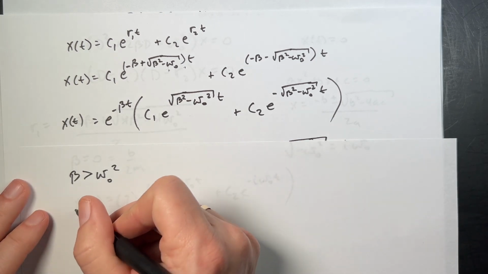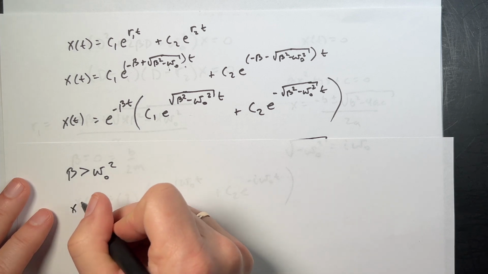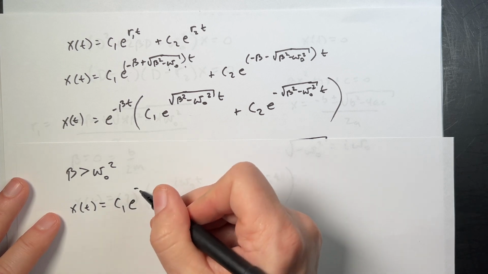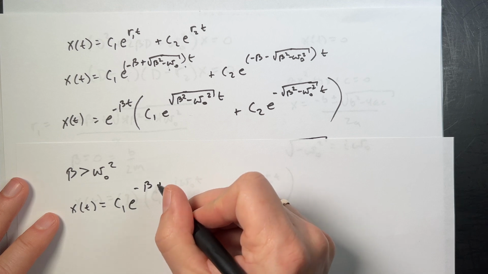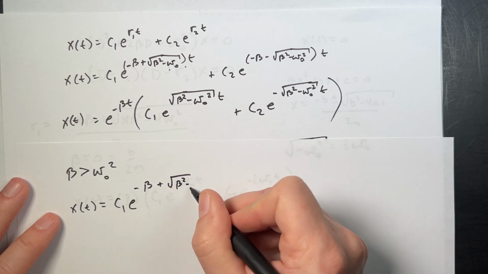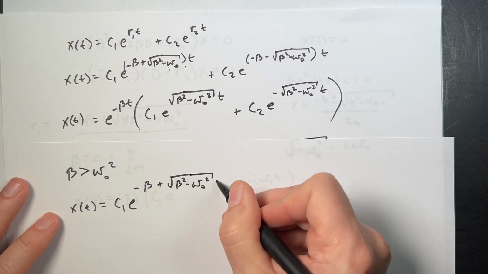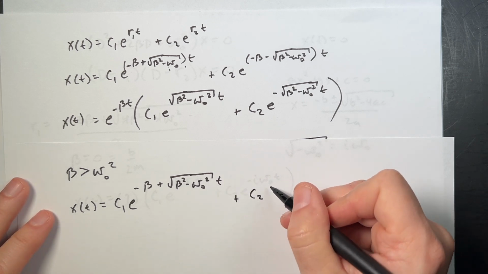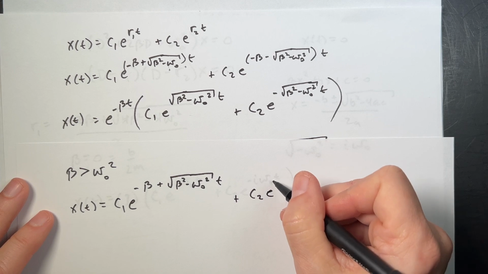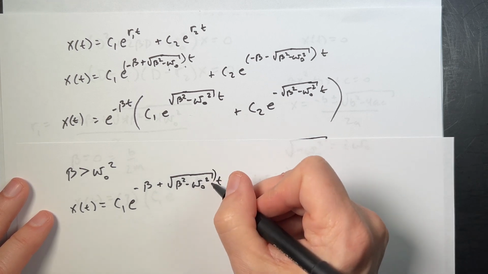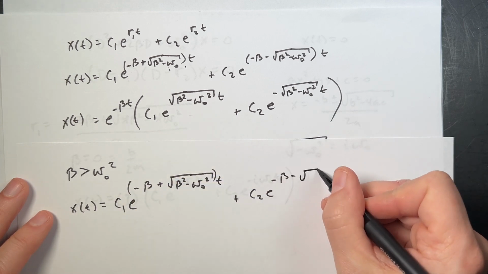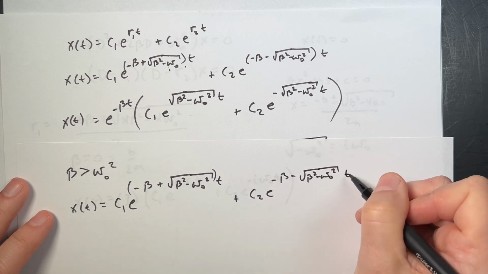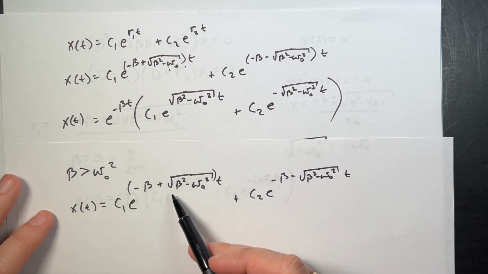And I get x as a function of t is c1 e to the negative beta plus the square root of beta squared minus omega naught squared t, plus c2 e to the negative beta, that's all parentheses right there, negative beta minus the square root of beta squared minus omega naught squared t. Okay, so that's a positive number, that's a positive number.